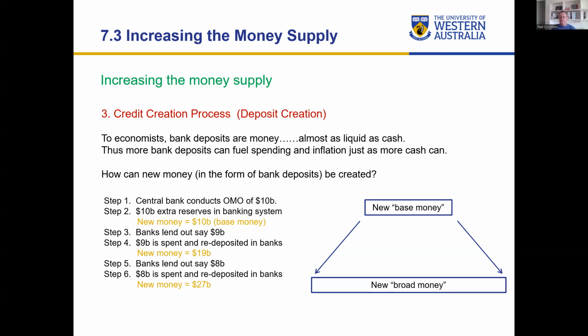But the process continues. This customer who has borrowed the $9 billion, presumably they borrowed it to spend it, so they spend it and someone else earns that $9 billion. Now, the person who has just earned that $9 billion through the sale of something worth $9 billion, that person will then have the $9 billion in their bank account.